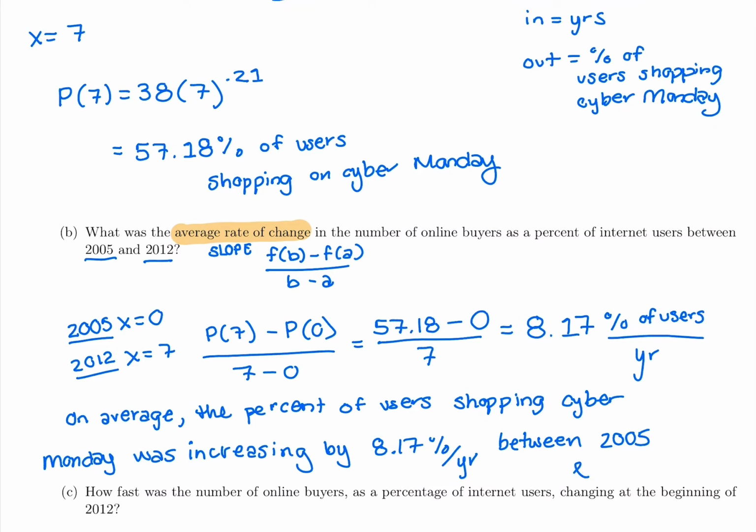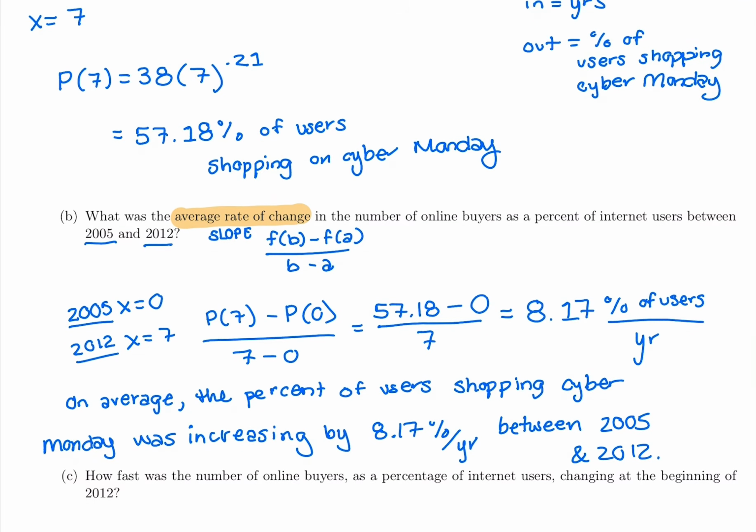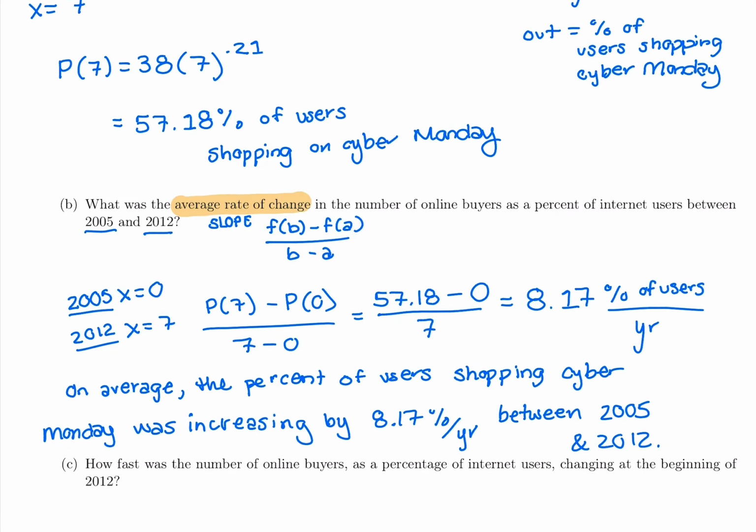2005 and 2012. It might not always be increasing by 8%. In fact, we're getting to the point where there's already 90% of the people shopping on Cyber Monday or something like that. So it wouldn't continue to keep growing by 8% always, because at some point you're going to get over 100% or too close to 100% where it's really not realistic that many people are shopping. But between 2005 and 2012, there's an increase of 8% of users shopping on Cyber Monday per year.